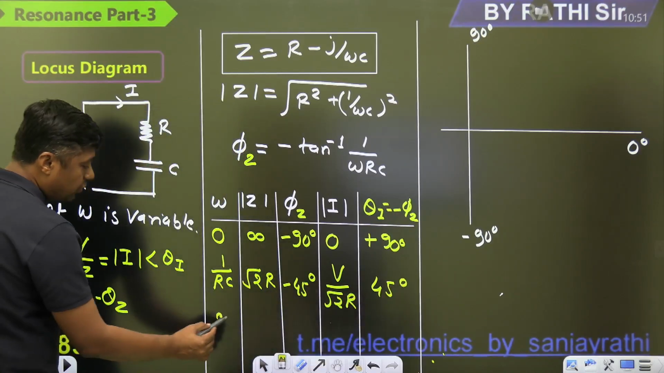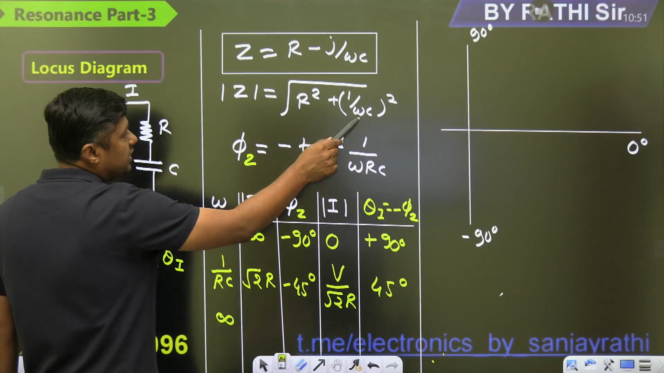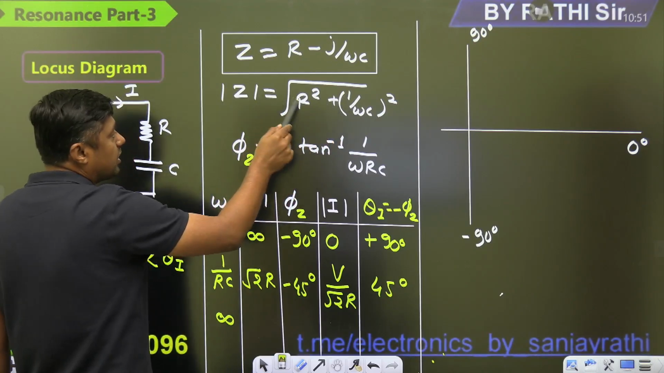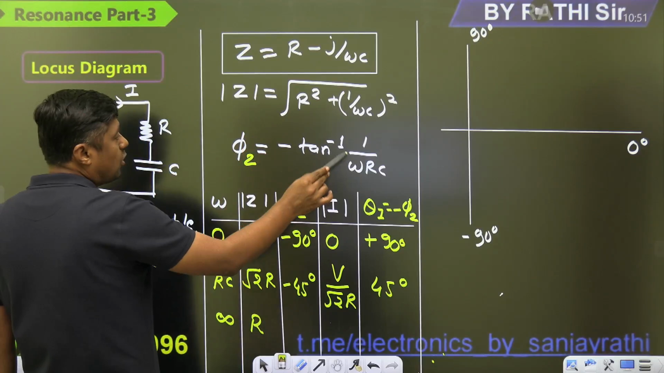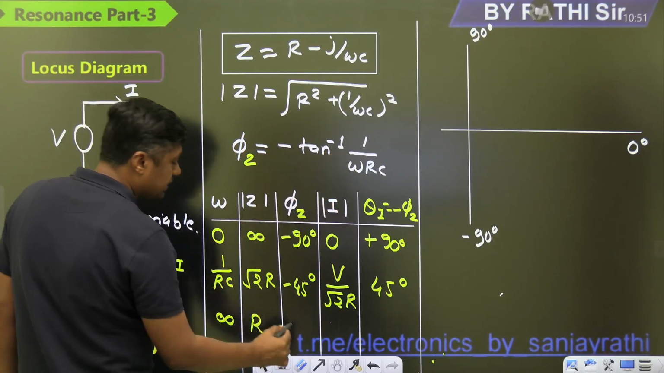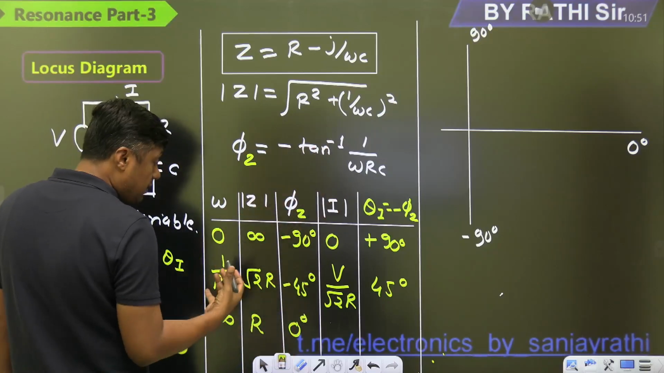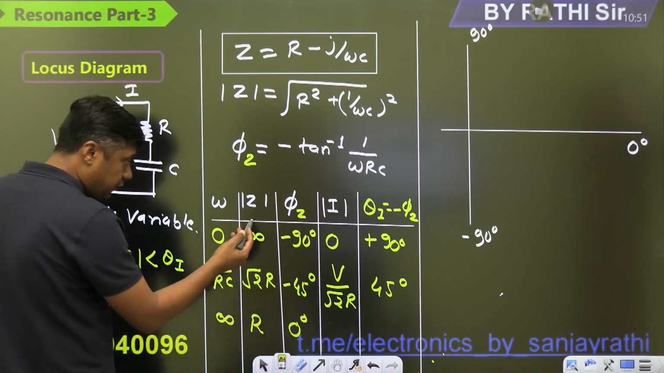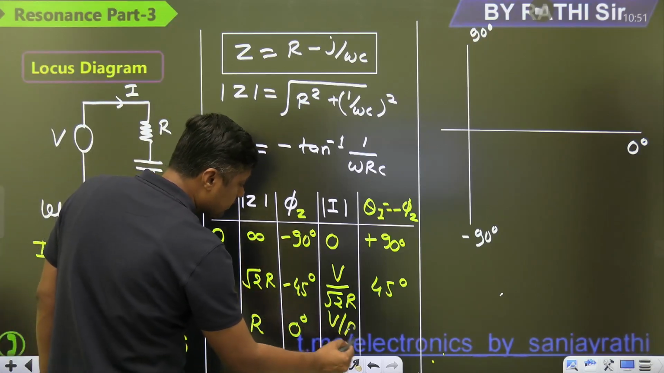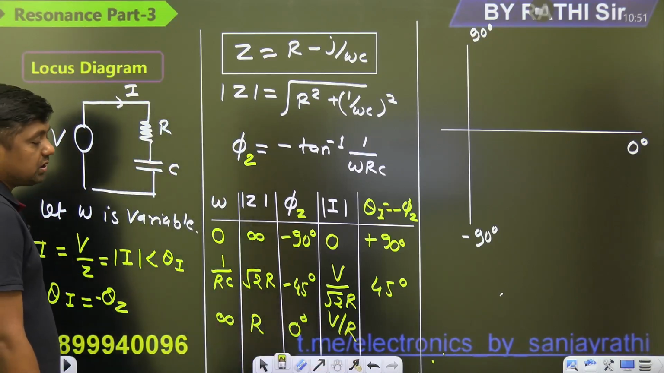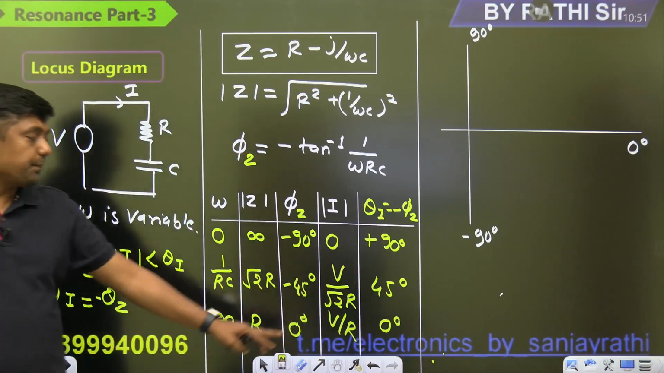And finally, you can take omega equal to infinity. If omega is infinity, 1 by infinity, that term will become 0 and the impedance will become minimum. What is the minimum impedance? R. What is the angle? 1 by infinity is 0, tan inverse of 0 is 0 degree. When the impedance is decreasing from this point to this point, the current increases. And what is the maximum current? V by R. And what is the angle? 0.